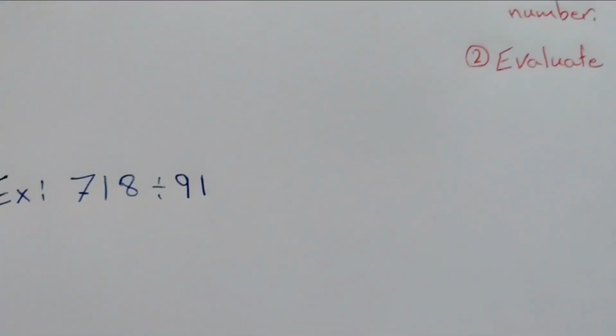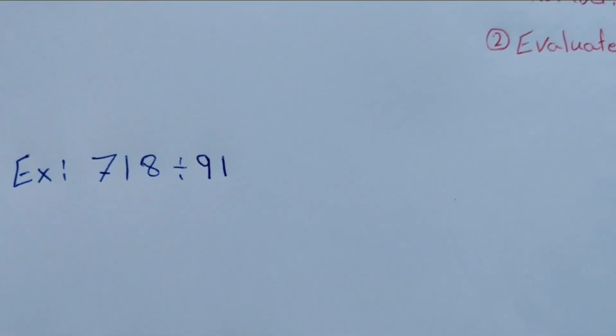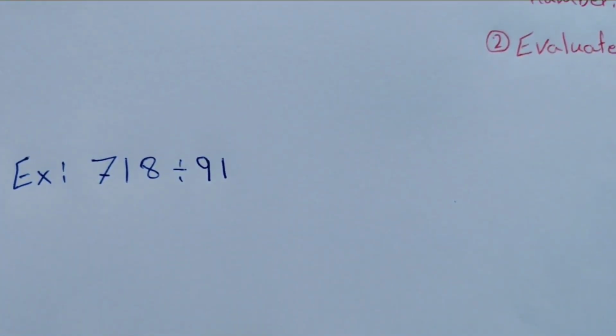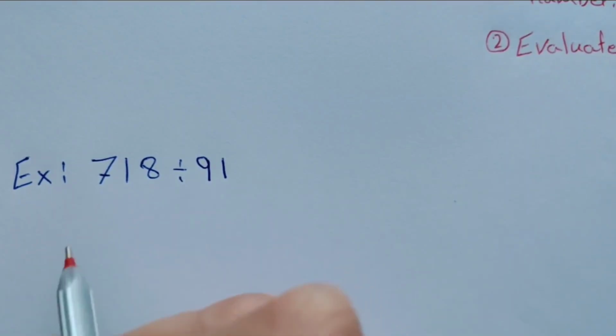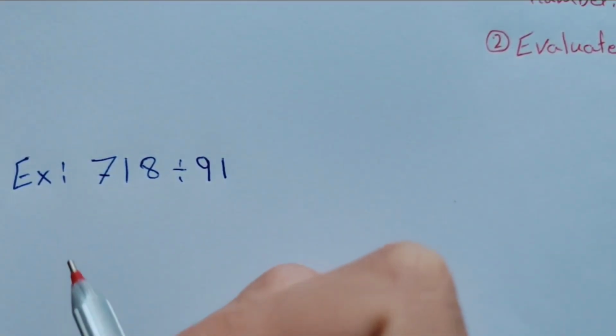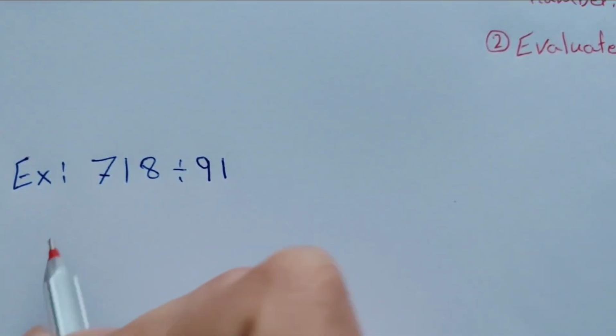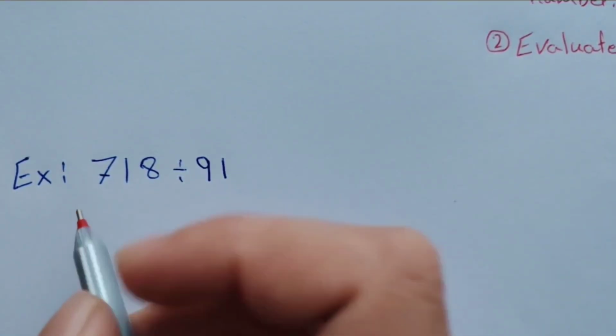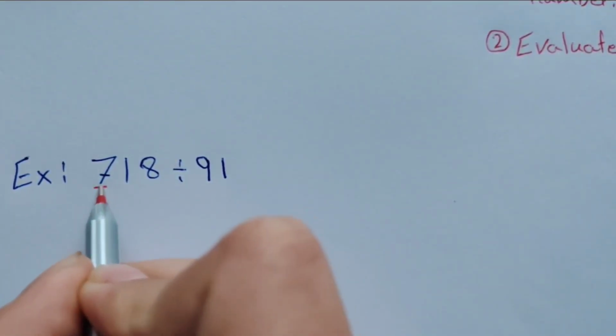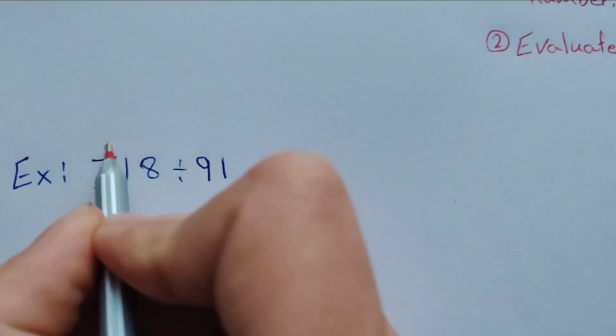Okay, another example. Remember, same steps. You round the numbers, then you evaluate. Now, we will round them to the greatest place value first. Why am I saying first? Because sometimes we cannot divide when we round them, and I'm going to show you what we will do if something like that happens. Now, I'm going to round it to the greatest place value.